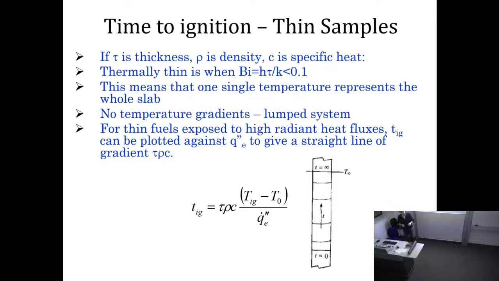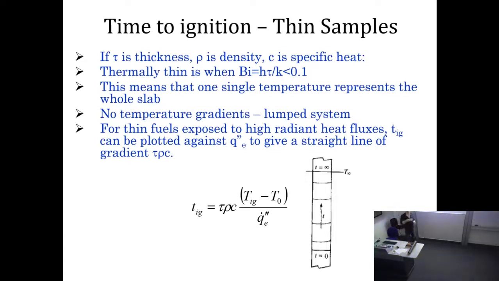You've seen this in heat transfer. When the Biot number, which is the heat transfer coefficient times the thickness divided by the conductivity of the material, is very small, typically below 0.1, then you don't have a temperature distribution with one temperature at the surface and another in depth. The whole of it often behaves as one single temperature.